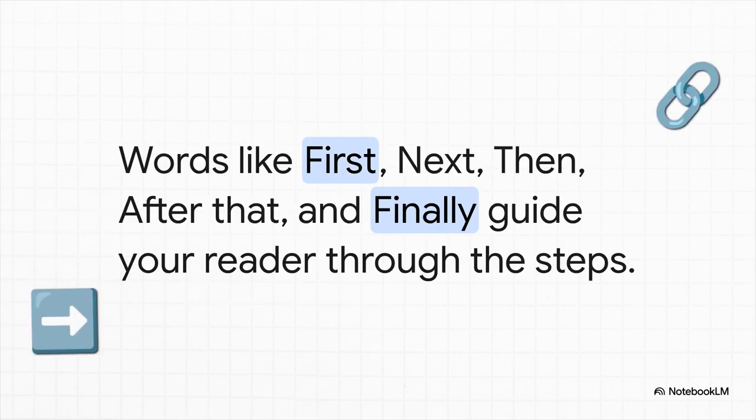And to make sure all those steps connect smoothly, you're going to want to use transition words. Words like first, next, and finally are like little signposts for your reader, guiding them from one stage to the next. Seriously, they're the glue that turns a simple list of steps into a coherent, easy-to-follow guide.